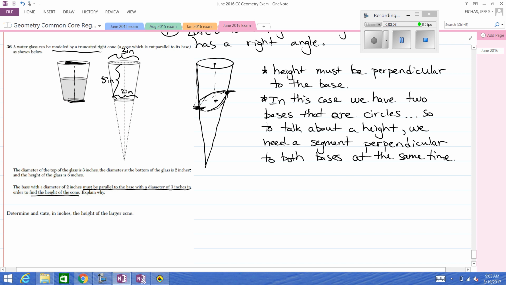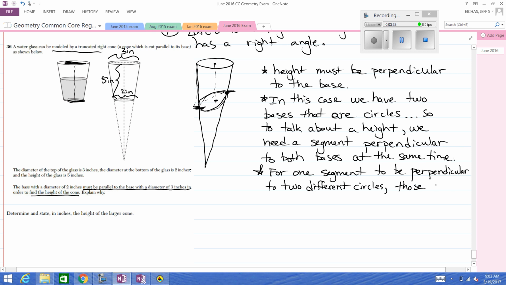All right. So for one segment to be perpendicular to two different circles, those circles would have to be parallel to each other.